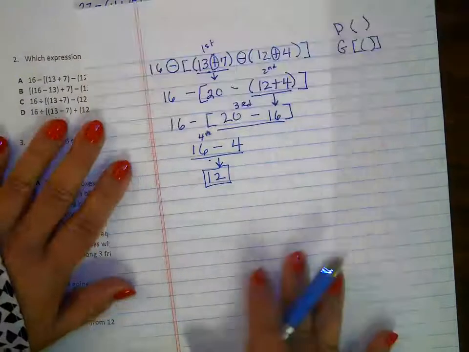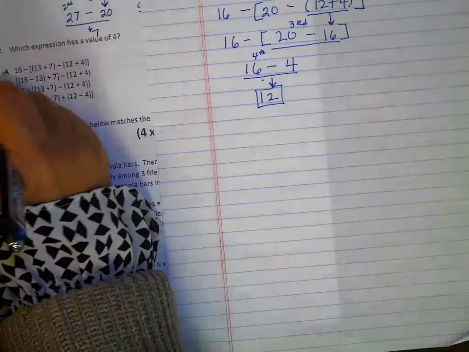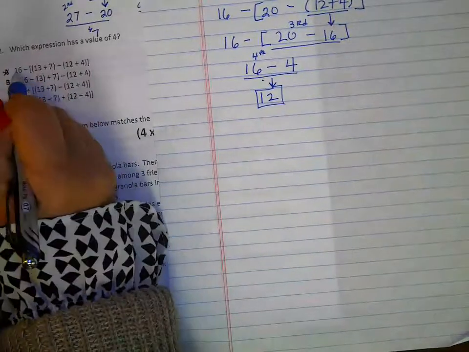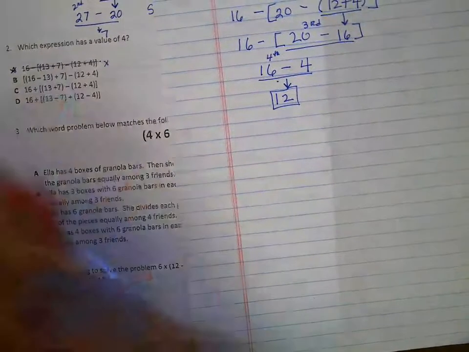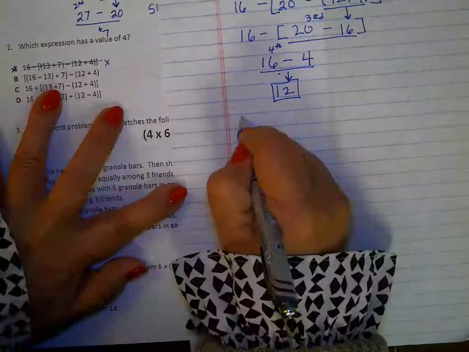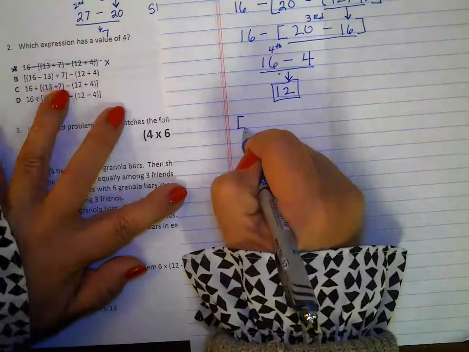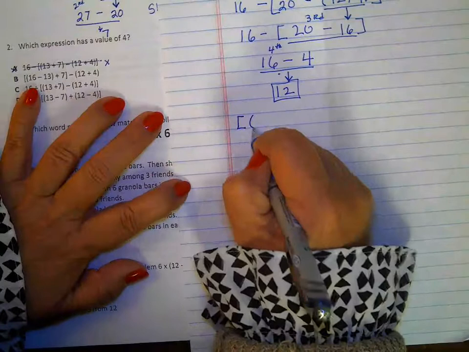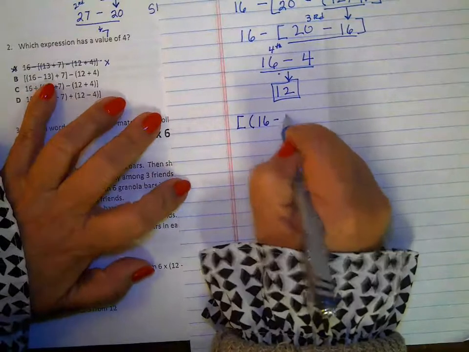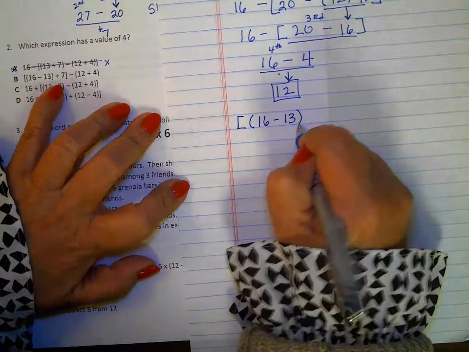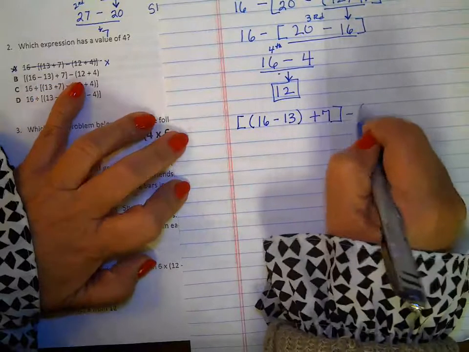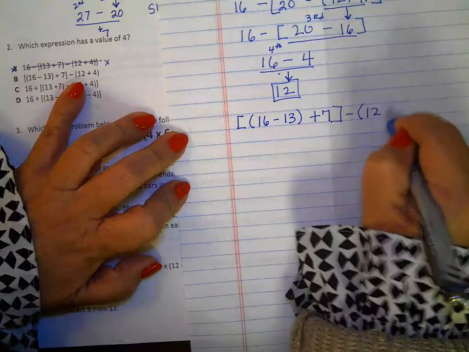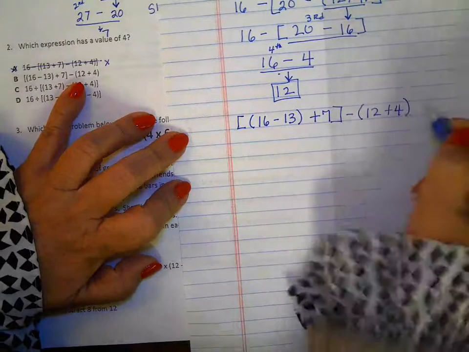So let's go to the next one. So I know this doesn't work, or you can draw a line, or you can put an X, whichever one makes you feel most comfortable. So I'm going to look at B. I have open bracket, open parentheses, 16 minus 13, closed parentheses, plus 7, closed bracket, minus, open parentheses, 12 plus 4, closed parentheses.